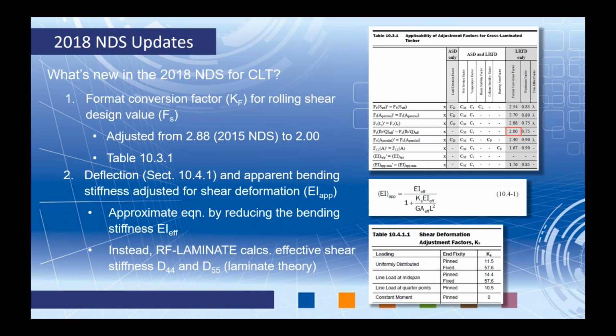So instead, what RF-Laminate does is it will calculate the effective shear stiffness, and this is D44 and D55 within the global stiffness matrix that I just mentioned for each panel according to laminate theory. So this effective shear stiffness will be used for the deflection calculations, which take into account both shear and bending deformation. So we take a little bit more of an exact approach. Therefore, this change within the NDS really doesn't affect us today with RF-Laminate.